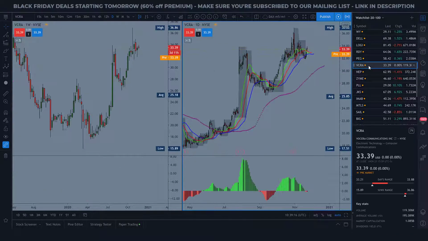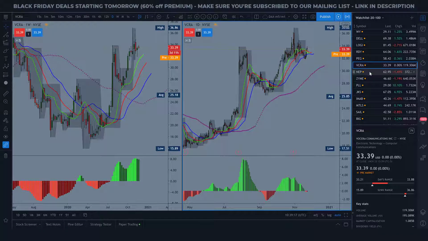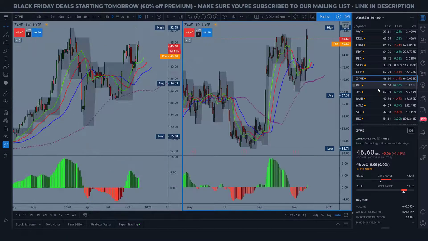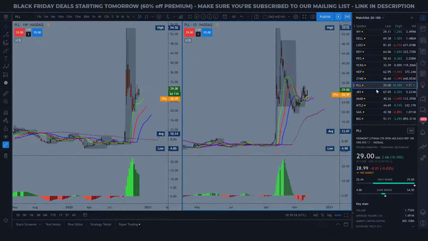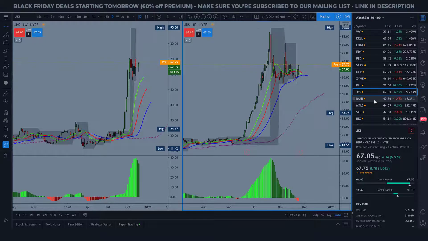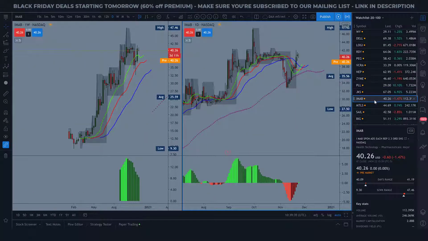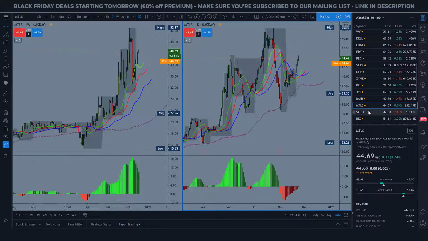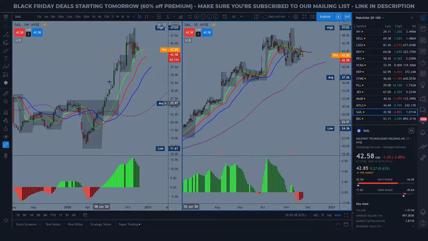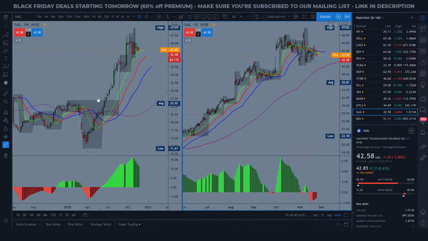PEG, VCRA. This was a beautiful setup here. Okay, NEP. So I think one point is proven: setup 1 is a beautiful setup for stocks, commodities, indices, Forex, any time frame. As long as this is the pattern we're after, this one.